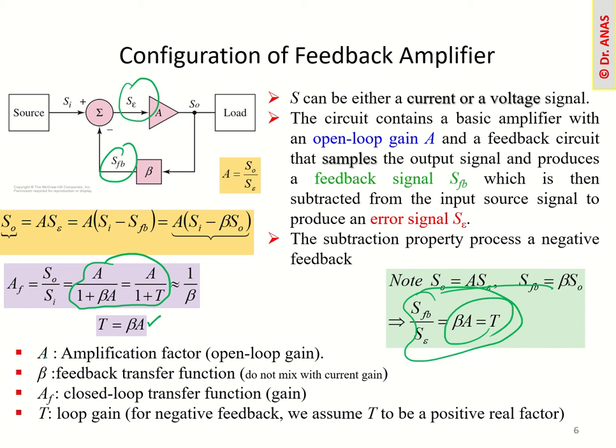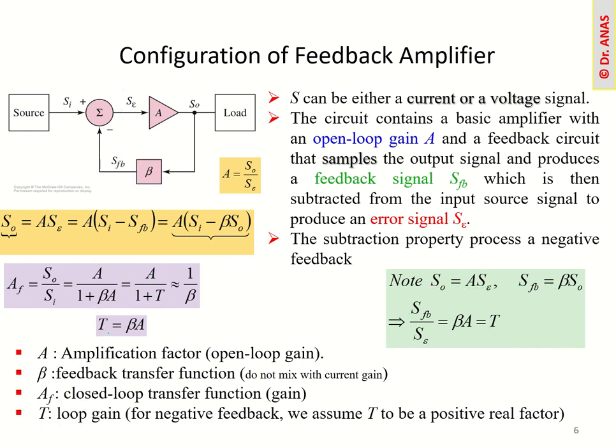Okay, so these are the terms which you guys have to remember from this chapter. A is the open loop transfer amplifier gain only. Beta is the feedback transfer function, not the current gain. AF is the closed loop transfer function, which is A over 1 plus beta A, and T is the loop gain.